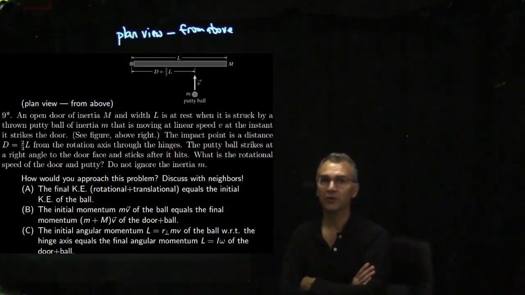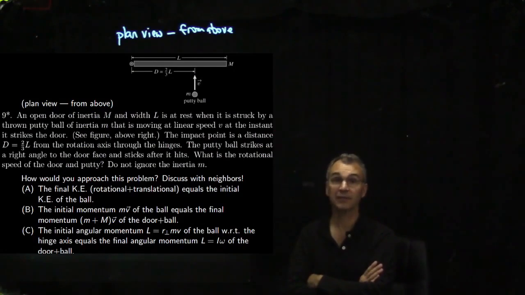An open door of mass m and width L, that's big M. And actually I'm going to call it little l so we don't confuse big L with angular momentum. This will turn out to be the first problem where we have to use angular momentum. An open door of mass big M and width little l is at rest when it is struck by a thrown putty ball of mass little m that is moving at linear speed v at the instant it strikes the door. See figure. The impact point is a distance d is 2/3 L from the rotation axis through the hinge. The putty ball strikes at a right angle to the door face and sticks after it hits. What is the rotational speed of the door and the putty together?